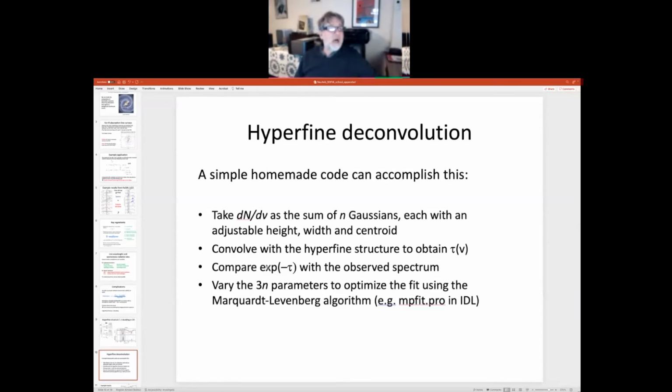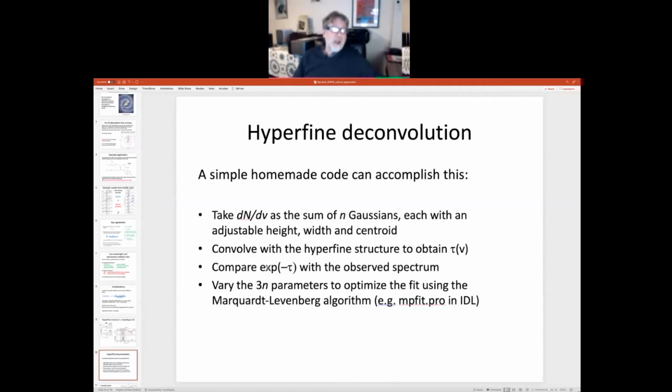I had a homemade code to accomplish this, although it's also done in X-class, as Arshia will explain. You can take the column density dN/dV as a sum of n Gaussians, each with an adjustable height, width, and centroid that you're going to tweak for each one of these Gaussians. So you do that, you convolve the column density distribution with the hyperfine structure to get the optical depth. You take e to the minus tau, which then can be compared with the observed spectrum.